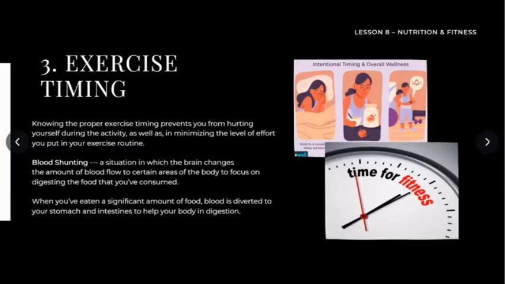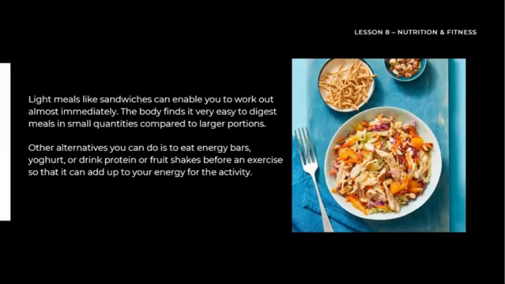Next, we have exercise timing. Knowing the proper exercise timing prevents you from hurting yourself during the activity, as well as minimizing the level of effort you put in your exercise routine. We already mentioned this when we talked about the exercise discomforts, that if you take a heavy meal before the activity, then you may acquire side stitches. So if you are about to take a heavy meal, you should give 1 to 2 hours for your body to digest the food that you have taken in.